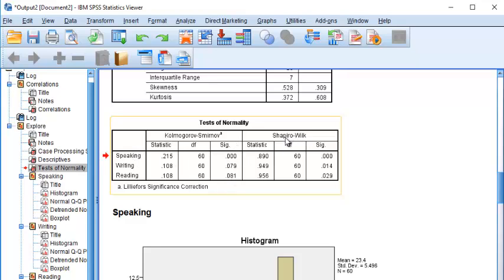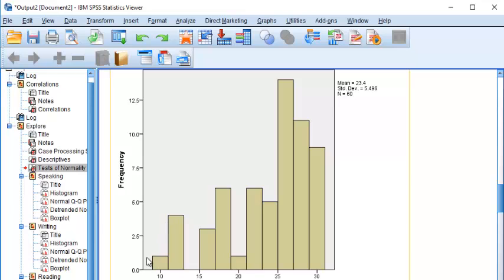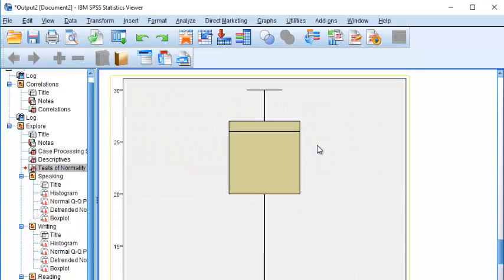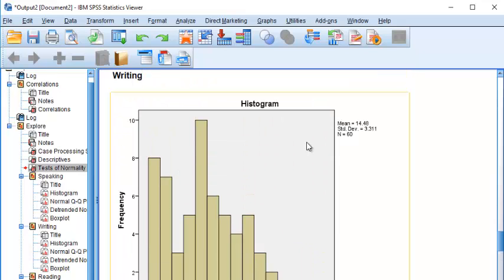But if you use the Shapiro-Wilk, all of these numbers are less than 0.05, which indicates they're all violating the assumption. If that's not clear, look at the histograms. That does not look normal. Remember, a normal curve looks like the bell curve. That's not normal. Don't use that, don't use that, don't use that. Here is the writing. That is not normal.